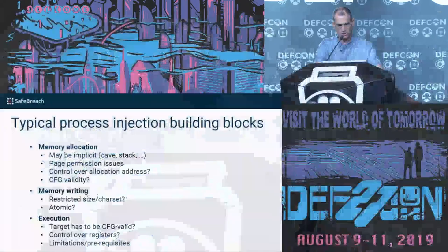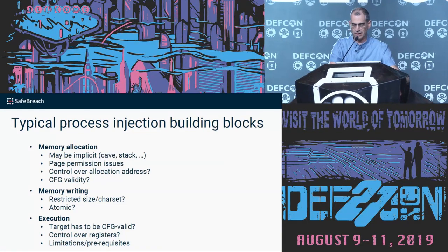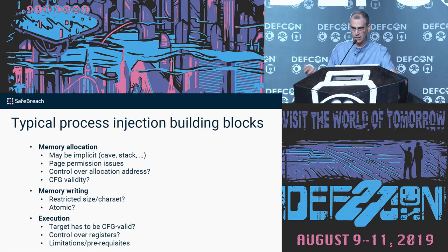So what are the typical process injection building blocks? We have memory allocation, and when we are looking at such techniques, we need to consider whether the allocation is implicit, like a cave or a stack, or explicit, where we actually allocate the memory ourselves. What page permissions are there? What control do we have over the allocation address, and whether the target addresses will be CFG valid or not?